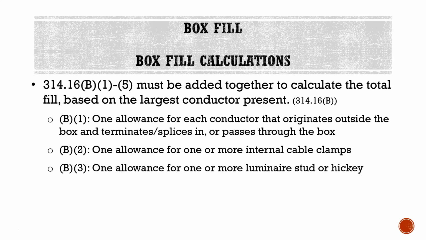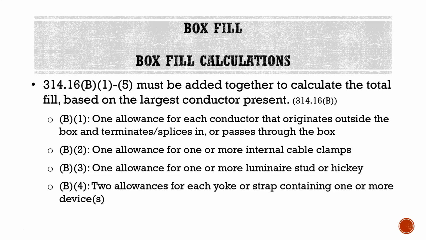B3, we're going to make one allowance for one or more luminaire stud or hickey. And what this is referring to is, for those of you that installed mainly a residential type light fixture, these luminaire studs or hickeys come from the manufacturer, and you secure them to the box in order to attach the light fixture to, mainly the globe of the light fixture for surface mounted light fixtures. So once again, the same as our cable clamps, if we have one of them, we count it one time, but it doesn't matter if we have 10 of them, it's still only a one count.